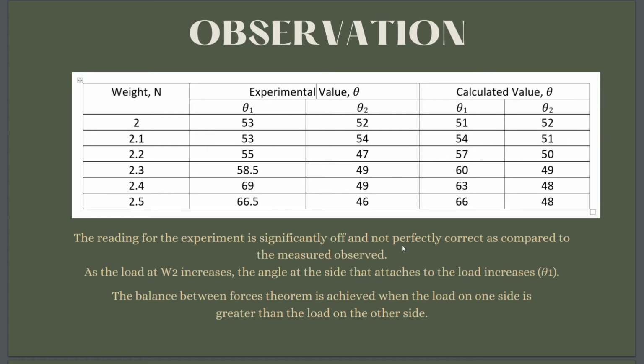Okay, based on what we can observe is the table of result between experimental and calculated value. As we can see, the difference between both values is off, because of what happened during the experiment. As the load W increases, the angle of the side attached to the load increases also. This is because the weight and angle are directly proportional to each other. The balance of forces theorem is achieved when the load on one side is greater than the other load.